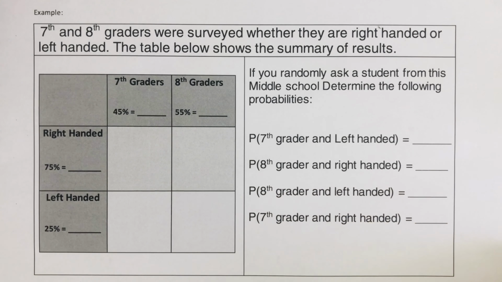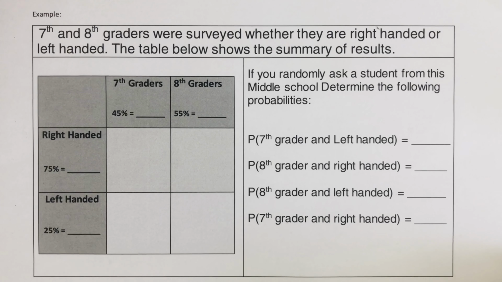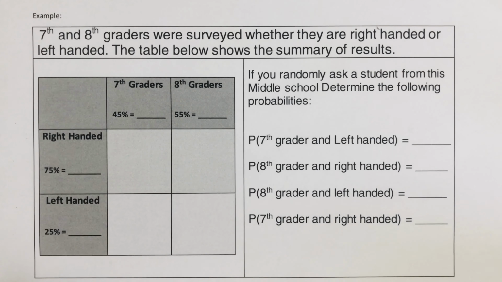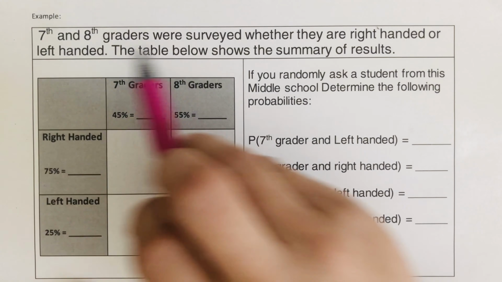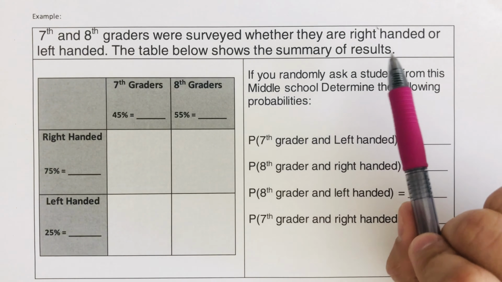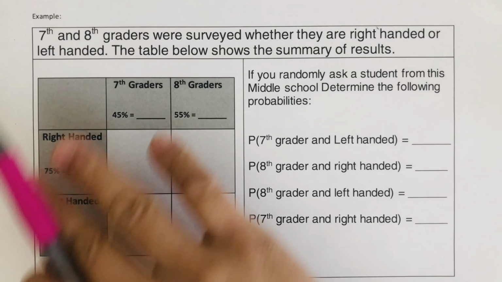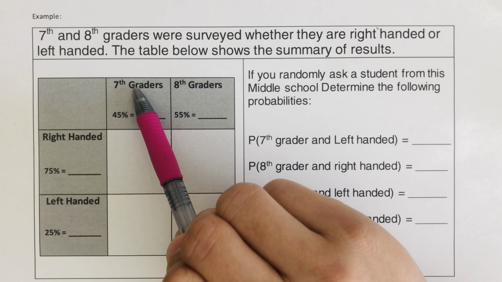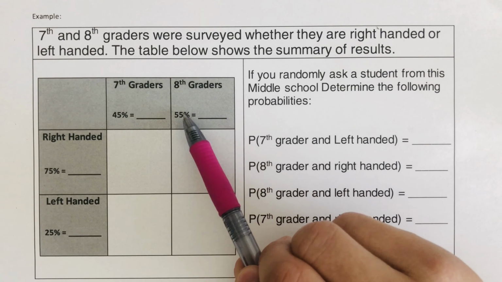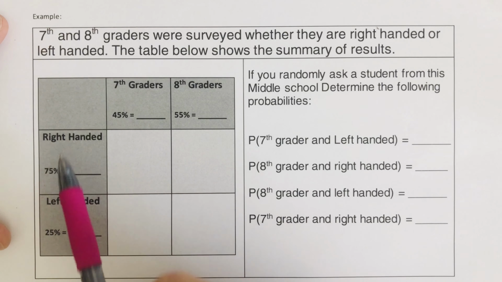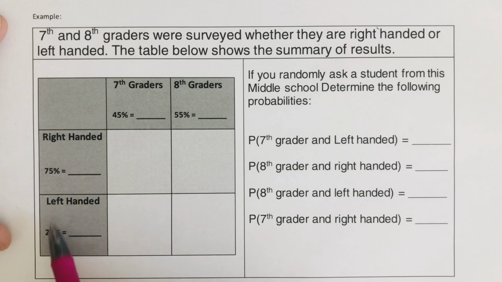This time around, the numbers are in percentage. So how do we find the probability? So first up, the story here is that there are 7th and 8th graders who were surveyed whether they are right-handed or left-handed. And these are the results here. So that means 45% of 7th graders and then 55% of 8th graders, and then there's 75% that are right-handed, and then 25% are left-handed.